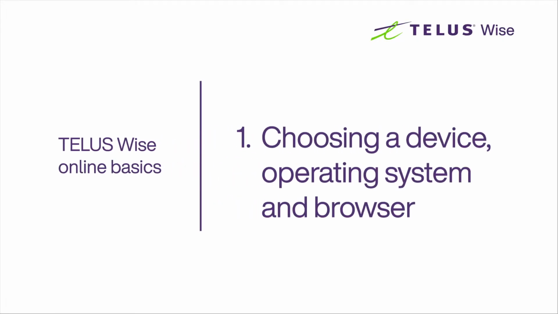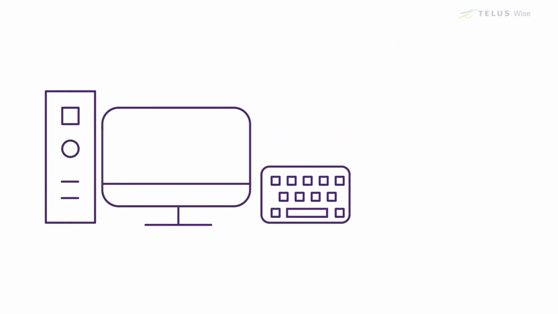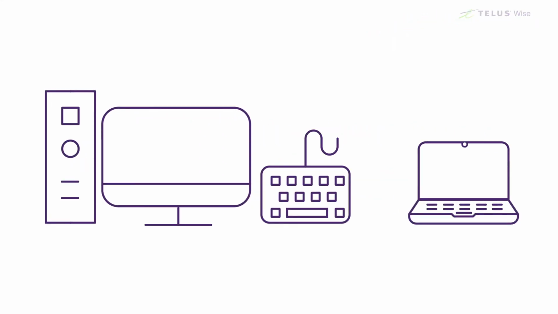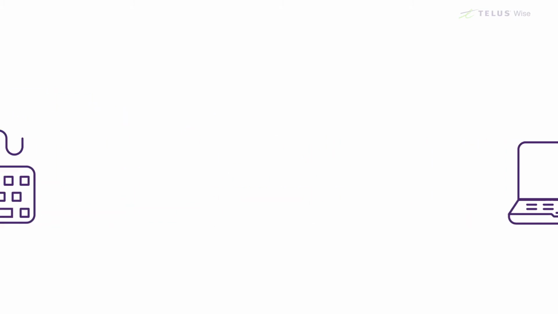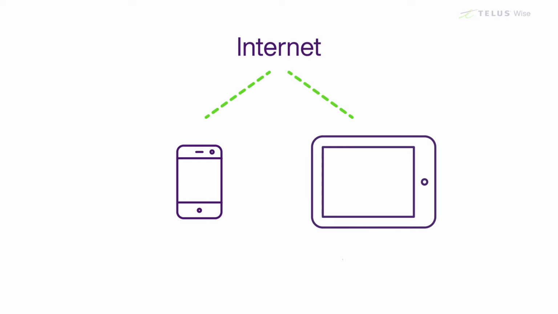There are many devices that you can use to connect to the internet. Desktop computers have a separate screen and keyboard, while laptop computers are built all in one piece. Smartphones and tablets also let you connect to the internet and tend to be simpler to use. With these types of mobile devices, you touch the screen to type and do things instead of using a keyboard.